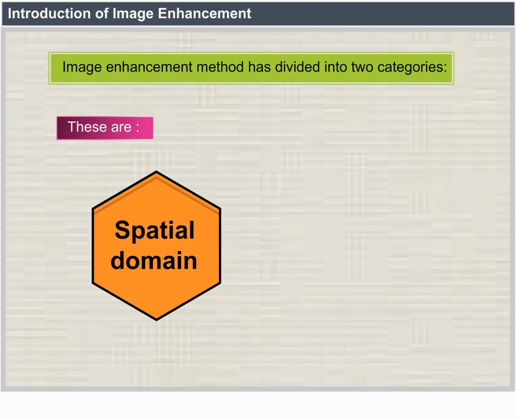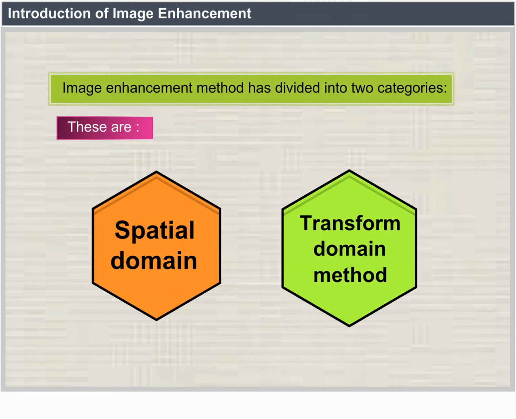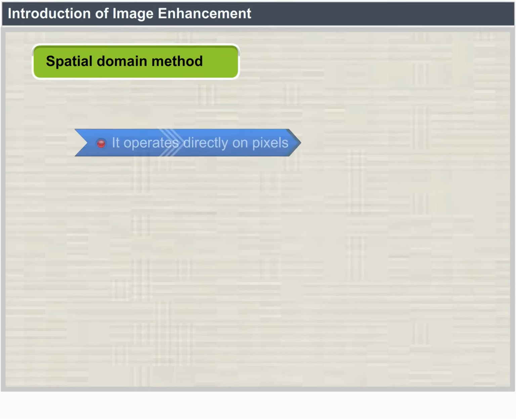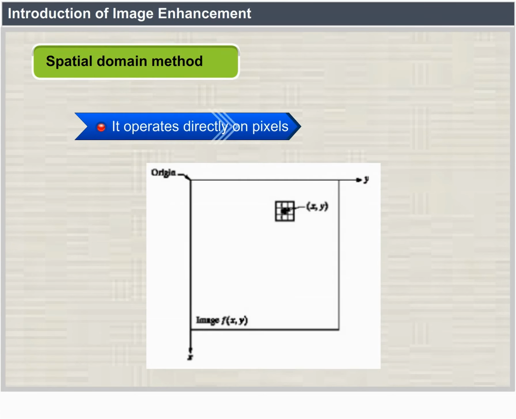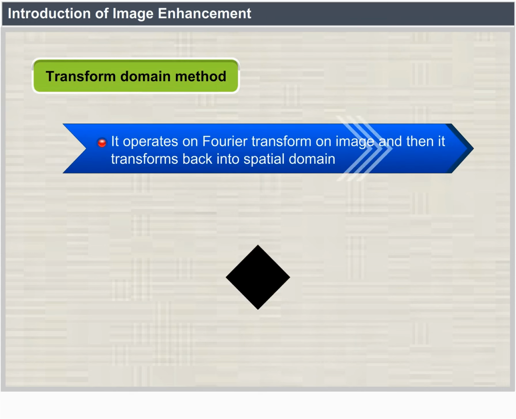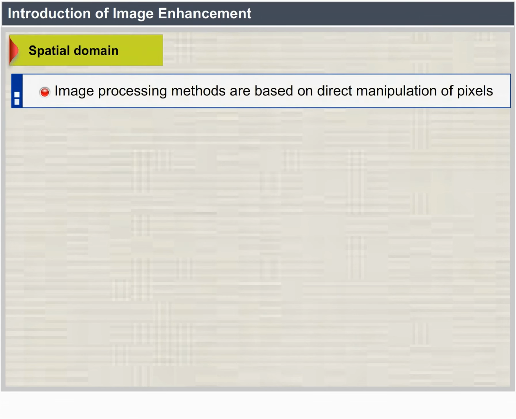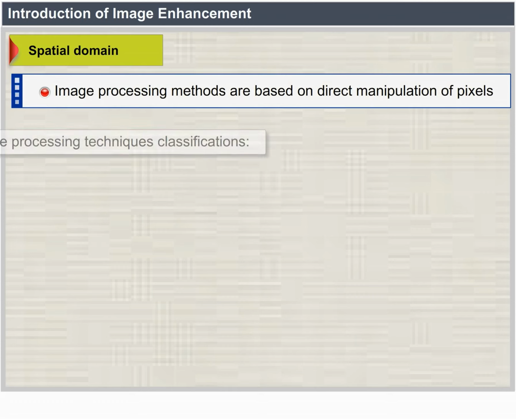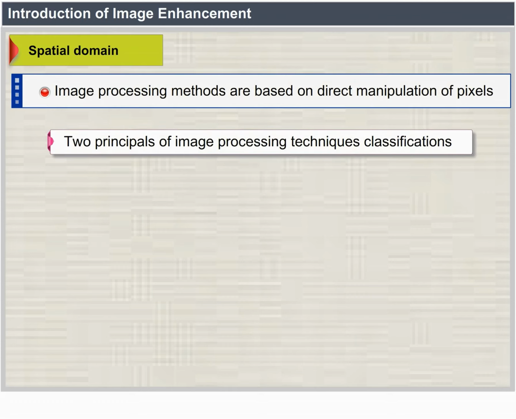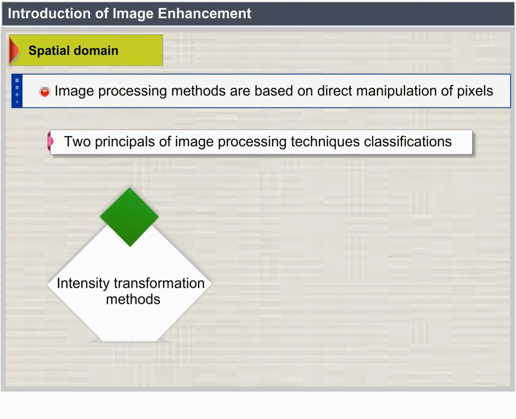Image enhancement methods are divided into two categories. These are spatial domain and transform domain methods. Spatial domain method: it operates directly on pixels. Transform domain method: it operates on the Fourier transform of the image and then transforms back into the spatial domain. Spatial domain image processing methods are based on direct manipulation of pixels. The two principal image processing technique classifications: 1. Intensity transformation methods. 2.